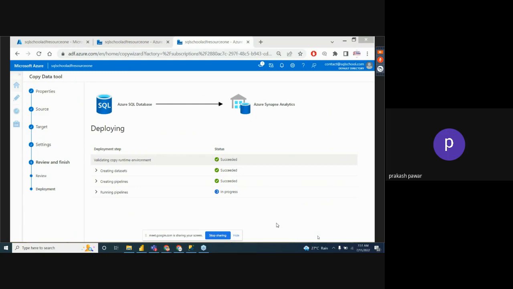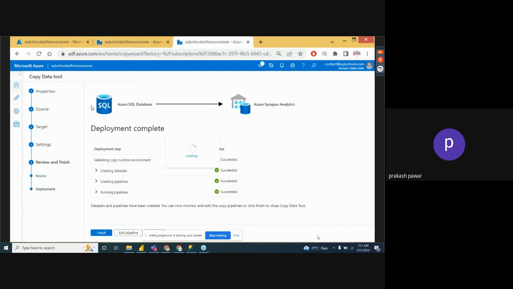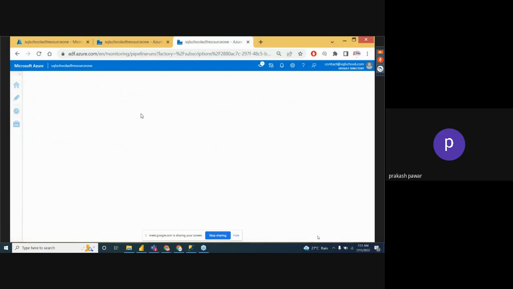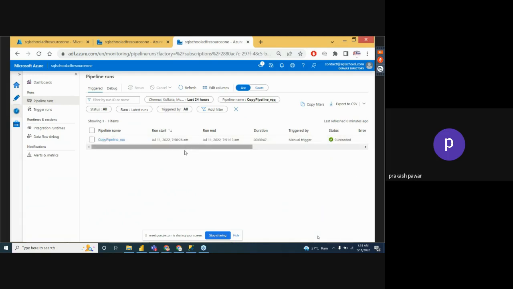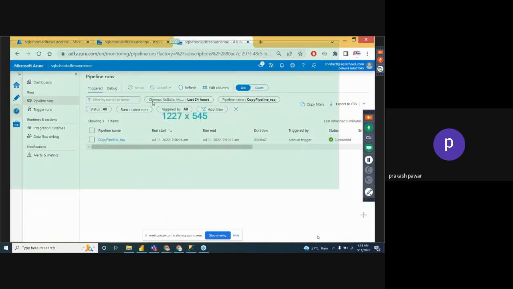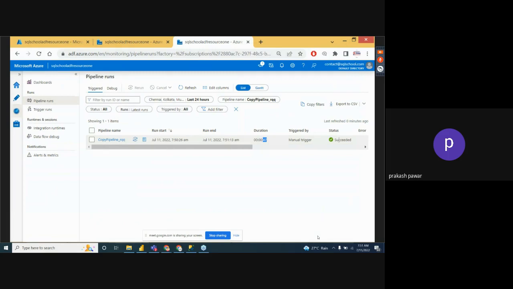Got created. Next, our requirement: say finish or go to monitor. What is monitor? The third hub, third button. Click on monitor. It took about 47 seconds for the pipeline to execute. Now, how do you verify this data load?